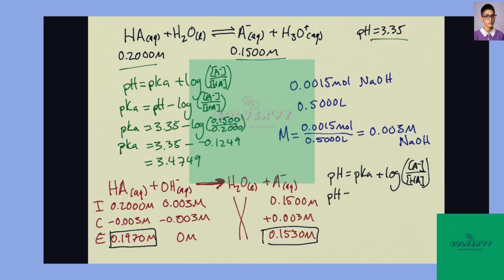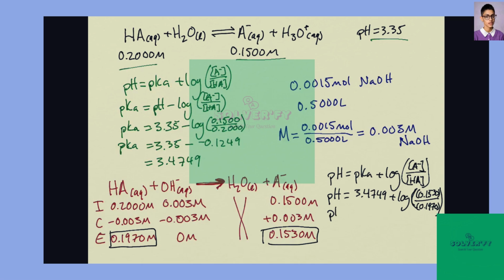So here we plug in our previously calculated pKa, since that doesn't change. So 3.4749 plus the log of the new concentration of A-, so 0.1530 divided by the new concentration of HA, 0.1970.